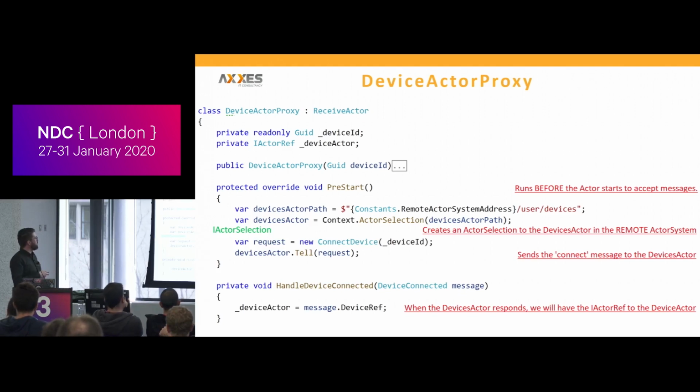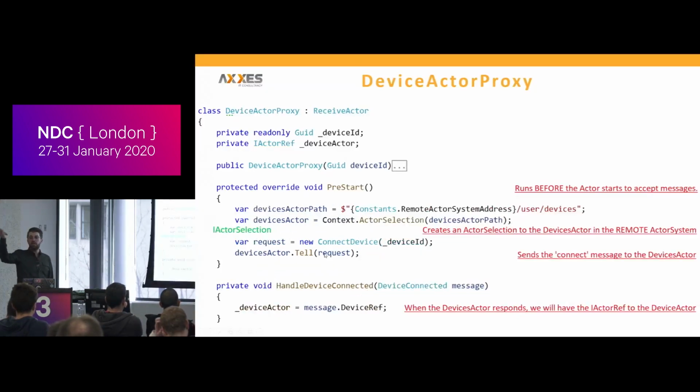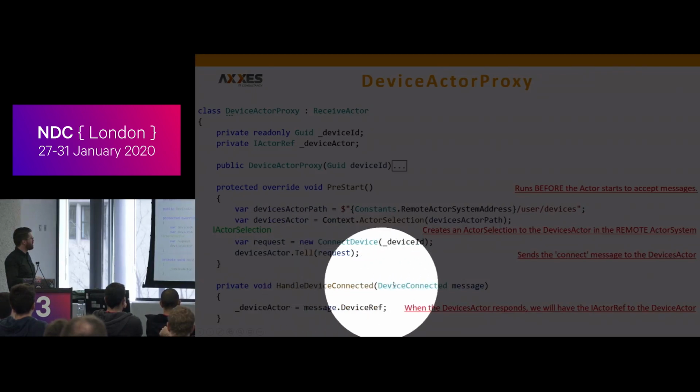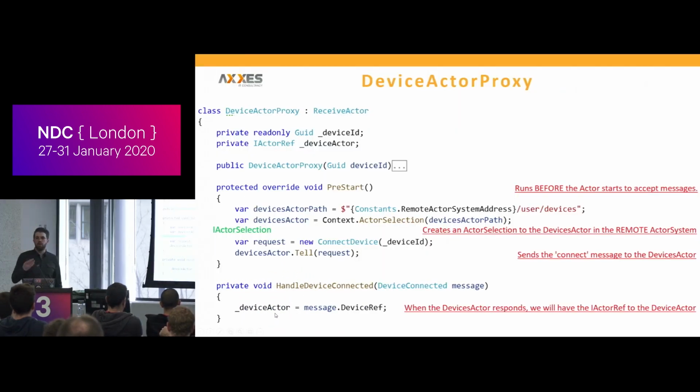You get an actor selection. You can talk to an actor selection as well by just using tell, and you send the connect device message to the other side. And then the other actor will basically reply to its sender, which is very useful. And that will come here, and the handle device connected message will come in. And you will basically now have your reference to the other side that you can talk to.